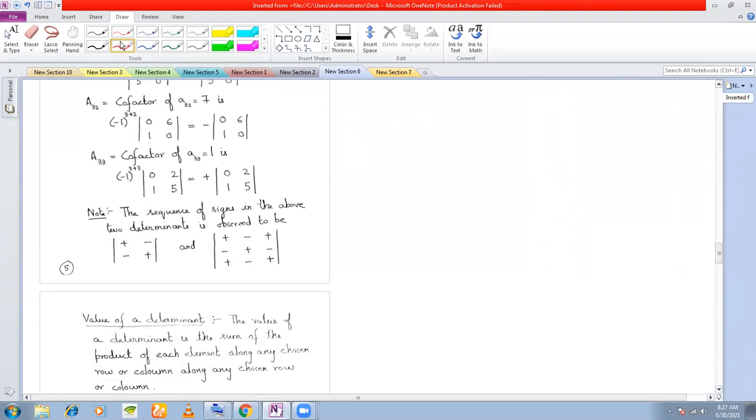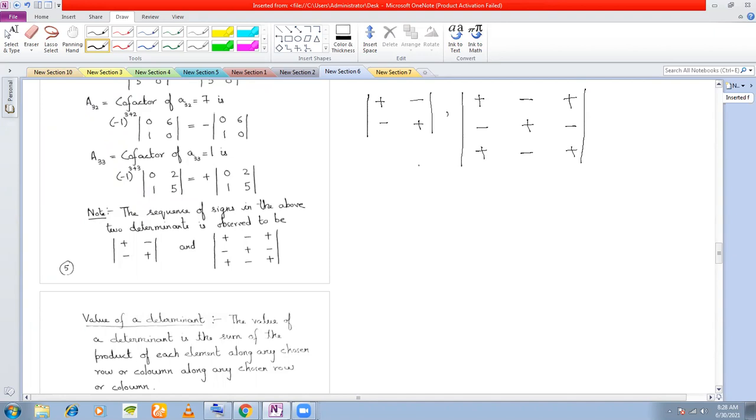As I told you, the signs for a determinant of order 2 were in the order plus, minus, minus, and plus, right? For a determinant of order 3, you will find that the sequence of signs would be, if you remember this, plus, minus, plus, minus, plus, minus, plus, minus, plus. If you remember the sequence of signs, it will be easier for you to calculate the value of a determinant.